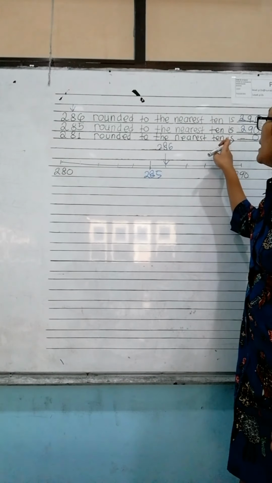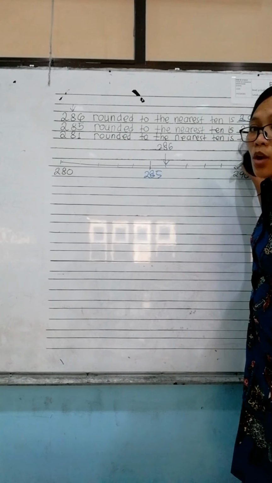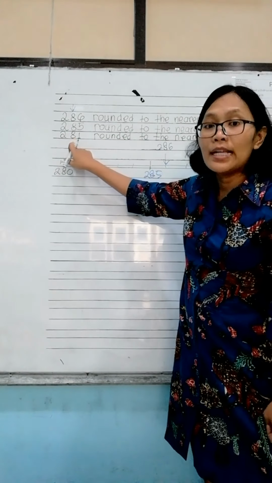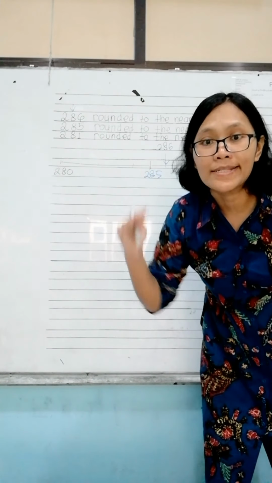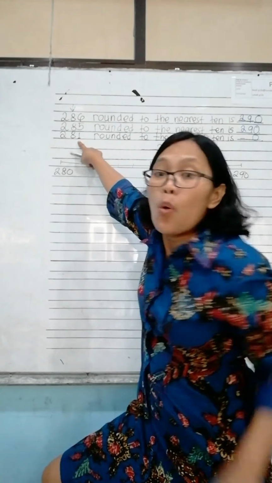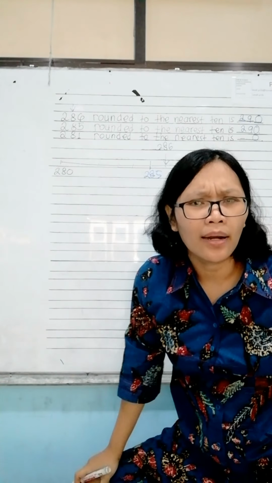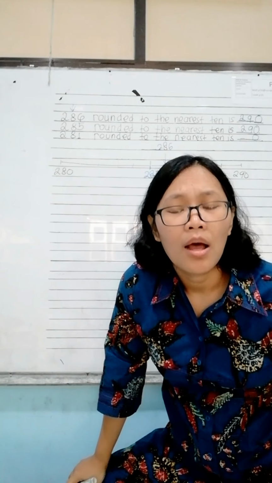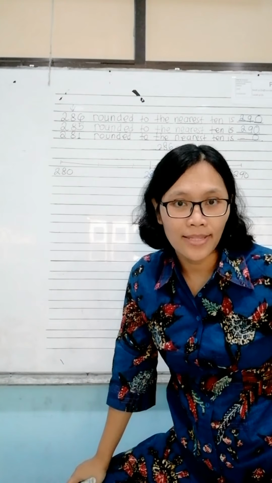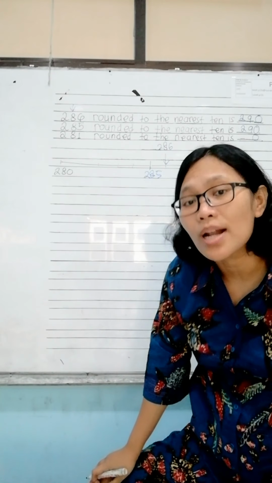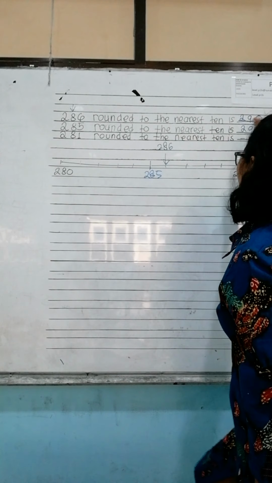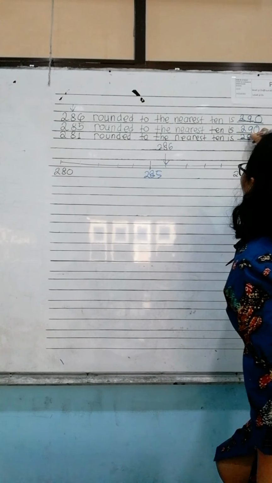How about 281? Alright, it's a 3-digit number, and the ones is always 0, because we round it off to the nearest 10. To decide whether the 10s is rounded up or down, you have to look at the ones. The ones here is 1, okay? Is it more than 5 or less than 5? Yes, 1 is less than 5. That is why we have to round it down. So 281 rounded to the nearest 10 is 280.